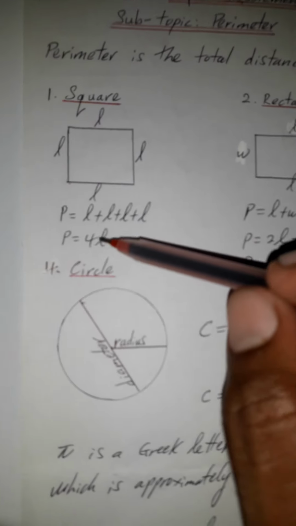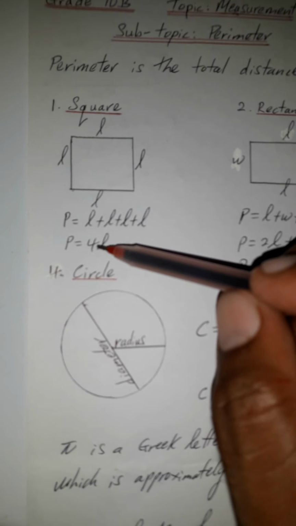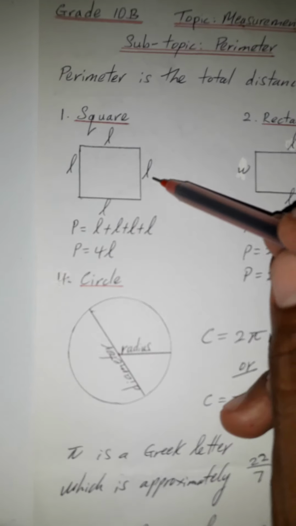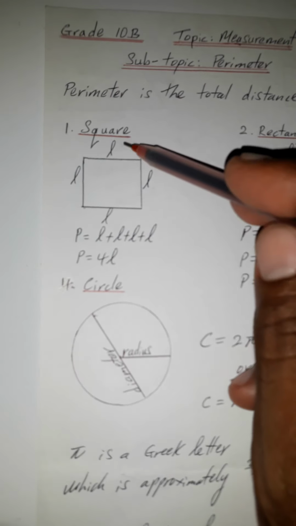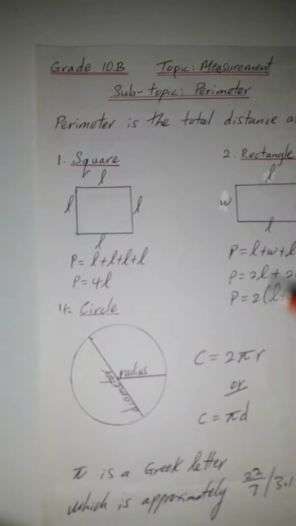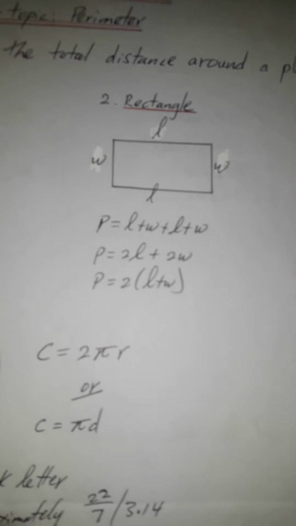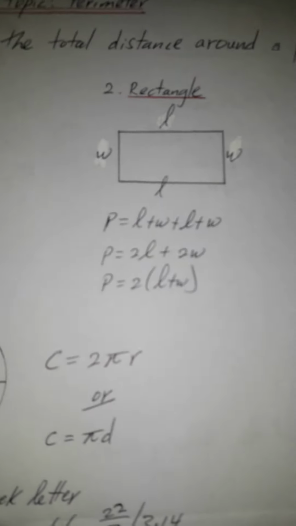But let's say you cannot remember this formula, all you need to do is add all four sides. Let's say this side was 3, it will be 3 plus 3 plus 3 plus 3, which gives you the same answer.